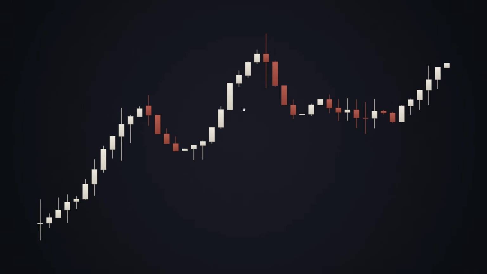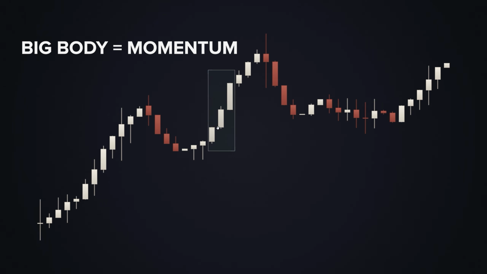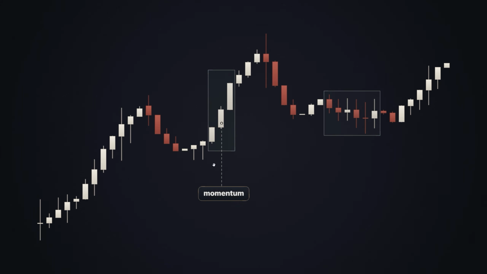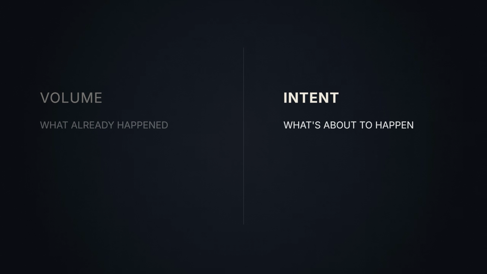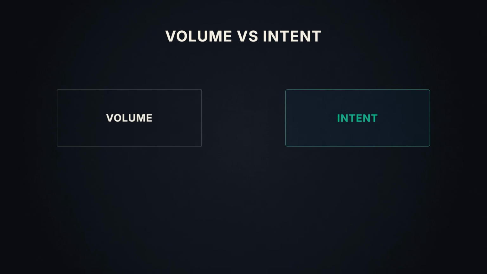Then the speed. Three candles with tiny wicks and big bodies means institutional momentum. Four candles with long wicks on both sides means a fight. And fights are noise. You don't trade noise. Here's the part that flips the whole frame. You're not reading volume, you're reading intent. Volume tells you what already happened. Intent tells you what's about to.